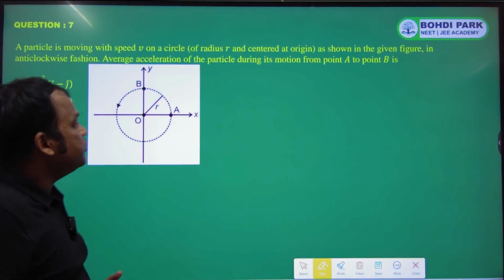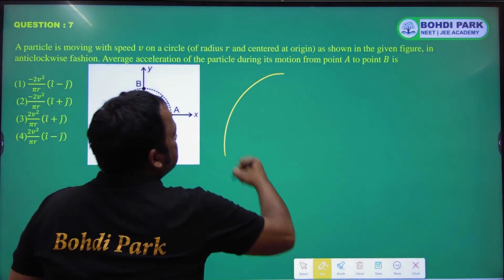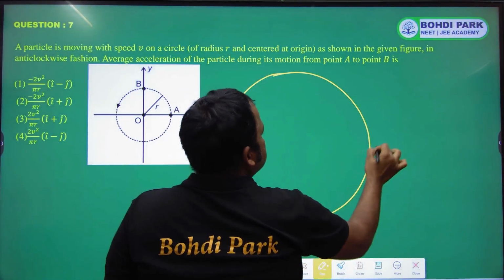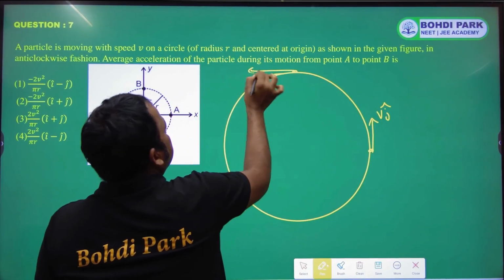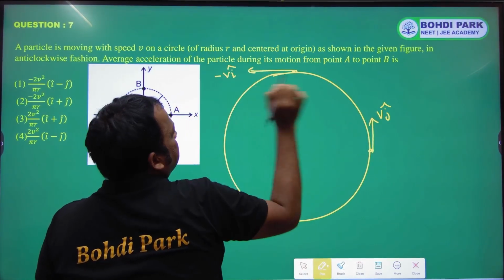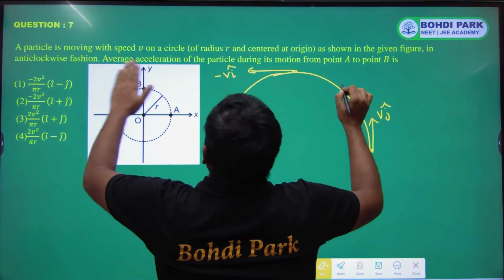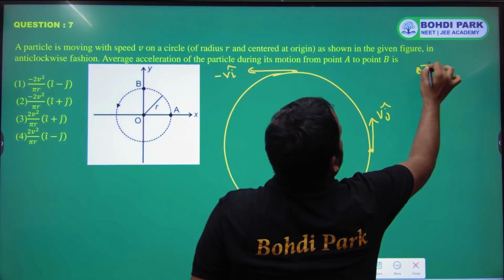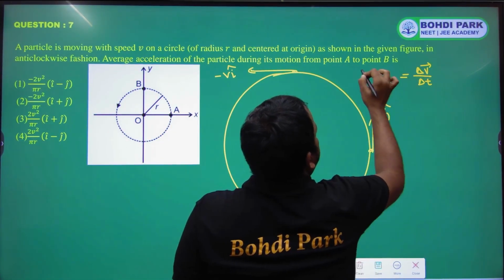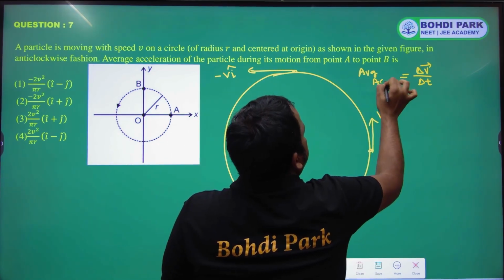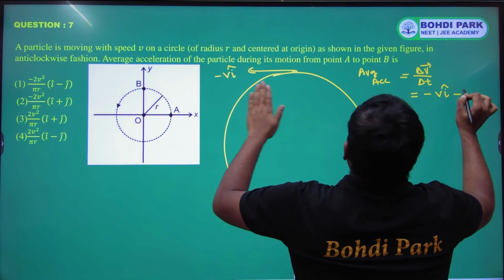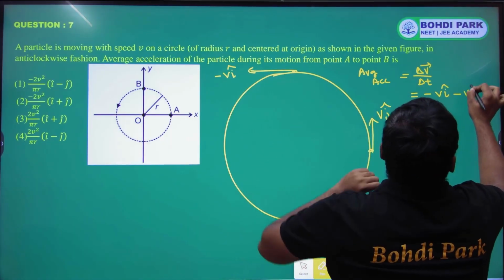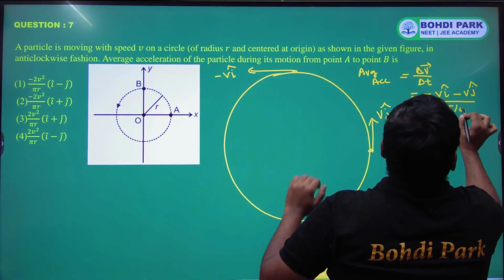Okay, look at seventh question. We have at A the velocity is v j cap. At B velocity is minus v i cap. So average acceleration is equal to change in velocity by time taken. Now final velocity is minus v i, minus initial velocity is v j, and time taken will be T by 4.